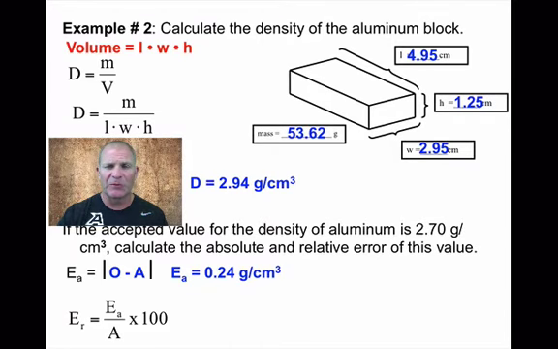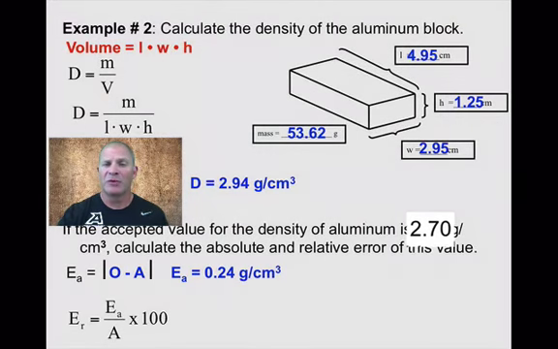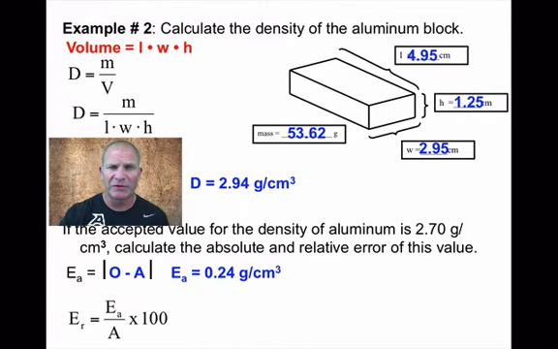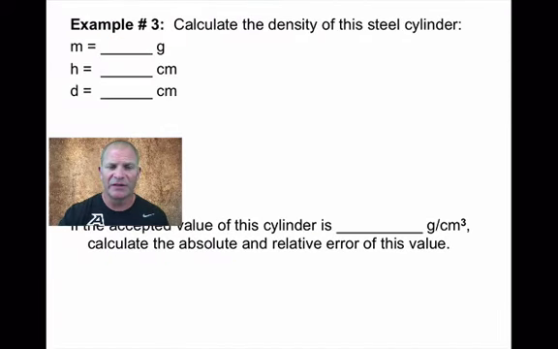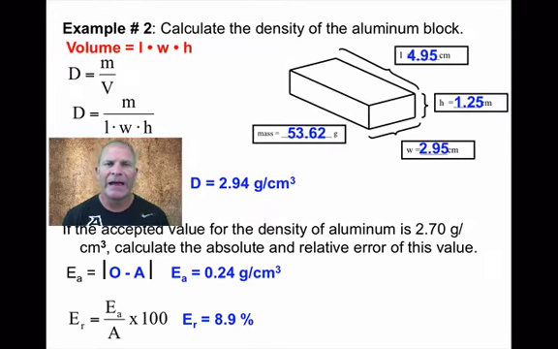grams per centimeters cubed. Now, I want to change this to a percent, because 0.24 really doesn't have a whole lot of meaning for me. So we're going to divide by the accepted value, which is 2.70. Now 2.70 has 3 sig figs, 0.24 has 2 sig figs, therefore your percent will only have 2 sig figs, and that answer is 8.9%.